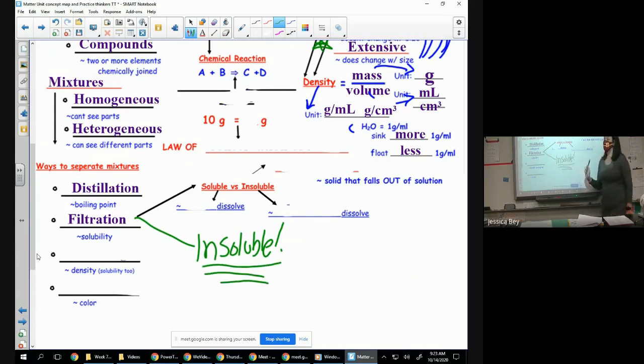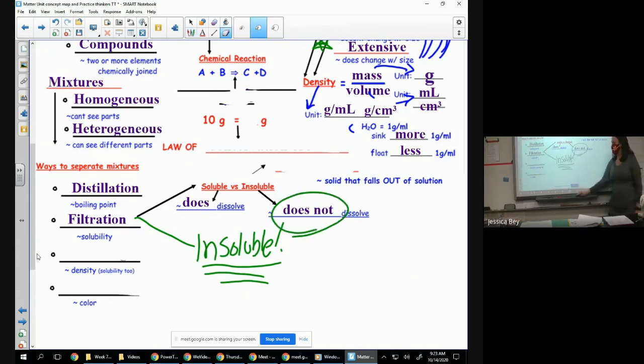Okay, you cannot filter out anything that's soluble. While we're here, let's just take a moment. The word solubility: soluble means it does dissolve. Insoluble means it does not dissolve. So filtration only works on things that are insoluble.